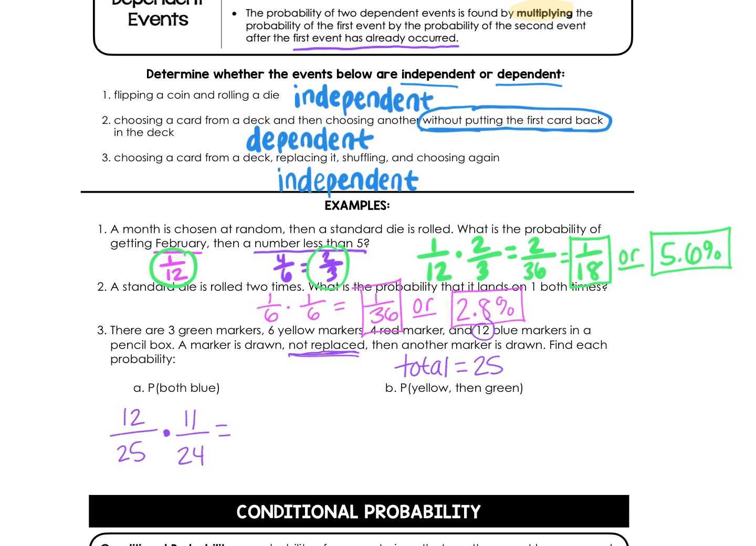So if you multiply on this, you end up getting 132 out of 600, which you could simplify. Let's see, that's going to simplify to 11/50ths. So that would be one acceptable answer. Or remember, you can always give the percent. If you divide 11/50ths or 132 out of 600, it's going to be about 22%. So either one is fine.